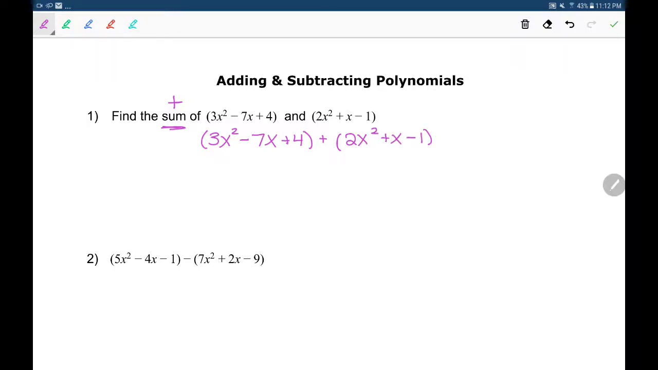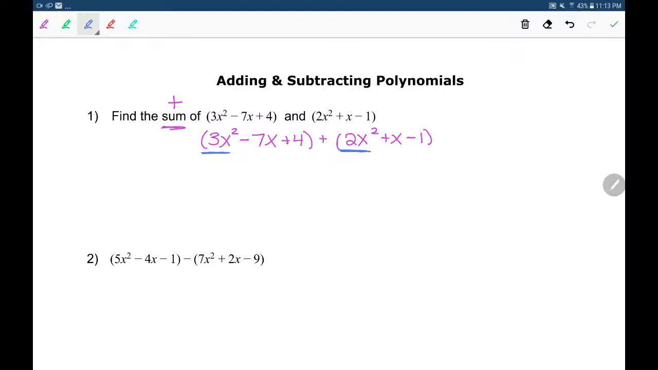So what's really nice when we're dealing with addition is we don't have to worry about distributing anything. We're going to jump right into like terms. So when we're combining like terms, what we've got to be careful with is we're only going to combine the terms that have the same variable with the same exponent. For instance, here I have a 3x squared, and in my other polynomial, I have a 2x squared. So they both have x's that both have an exponent of 2.